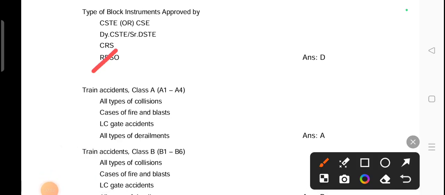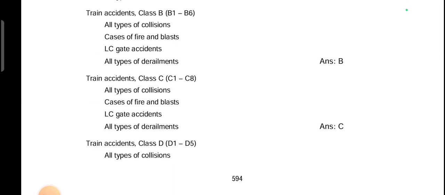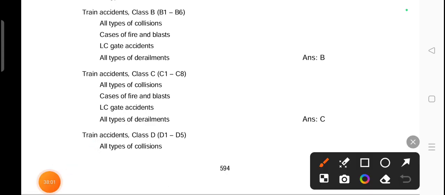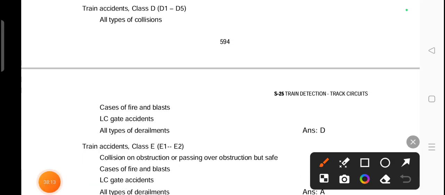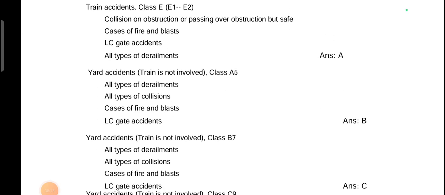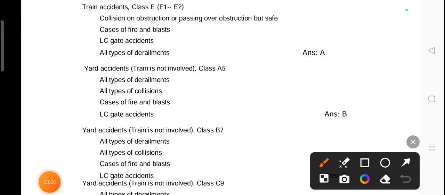Train accidents class A1 to A4, all type of collisions. Train accidents class B1 to B6, cases of fire and blasts. Train accident class C1 to C8, LC gate accidents. Next, train accident D1 to D5, all type of derailments. Train accidents class E1 to E2, collision on obstruction or passing over obstruction but safe.